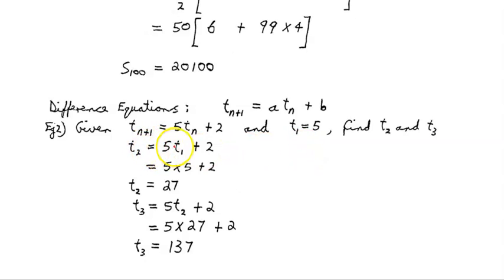Term 2 will be 5 times term 1 plus 2. 5 times 5 plus 2 gives us 27. Term 3 will be 5 times the one before it, term 2, plus 2. 5 times 27 plus 2, so term 3 is 137, and so on.